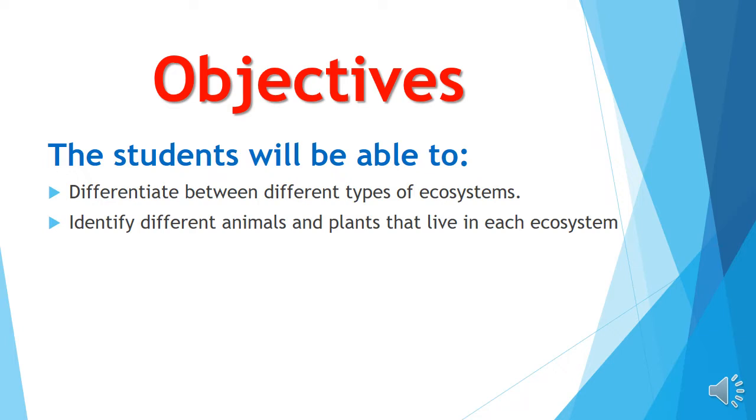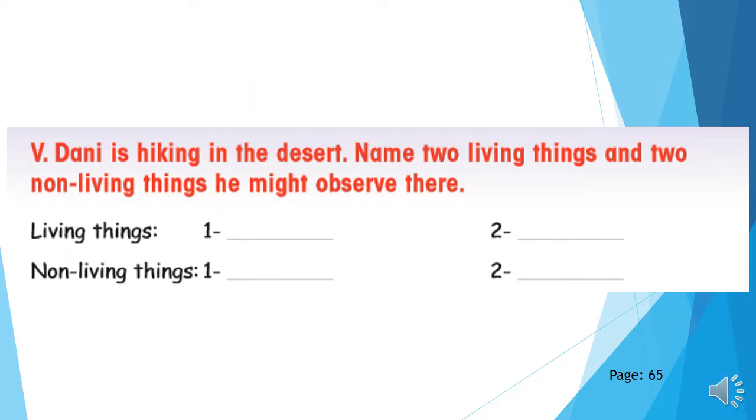Let us start. First exercise in page 65. Danny is hiking in the desert. I have to name two living things and two non-living things he might observe there. So, try to think, can you name two living things? Living things such as what? If I am talking about the plant, for example, which plant can live inside the desert ecosystem? We have cactus and we have palm trees. Excellent. So I can write cacti or palm tree.